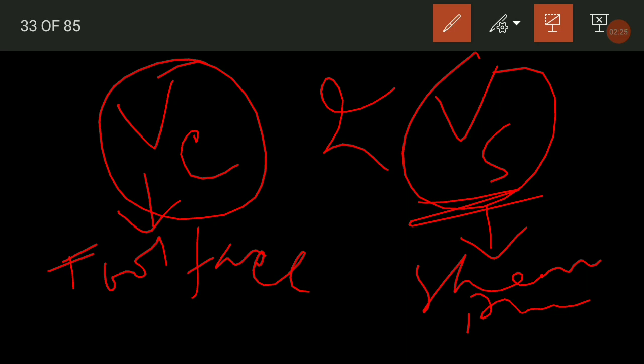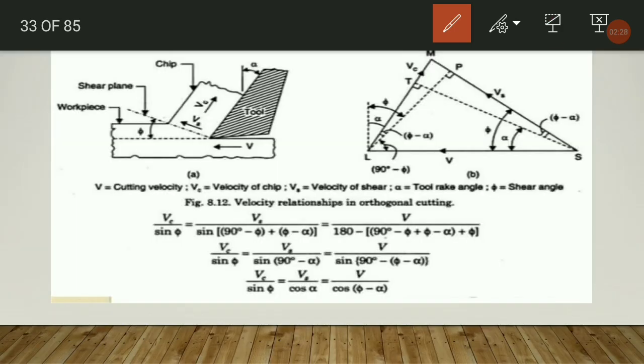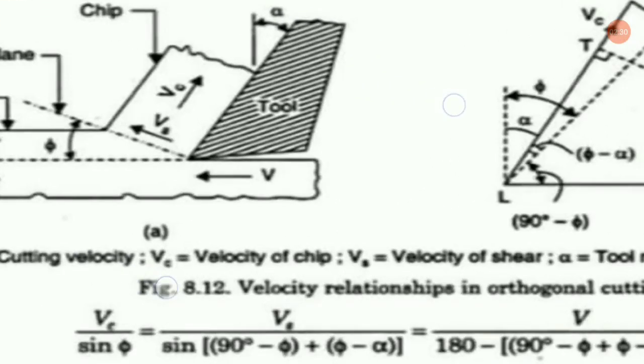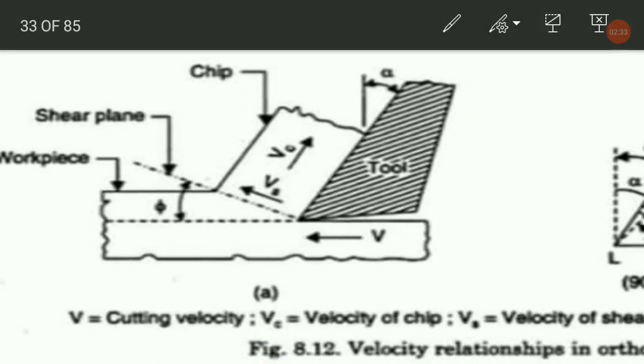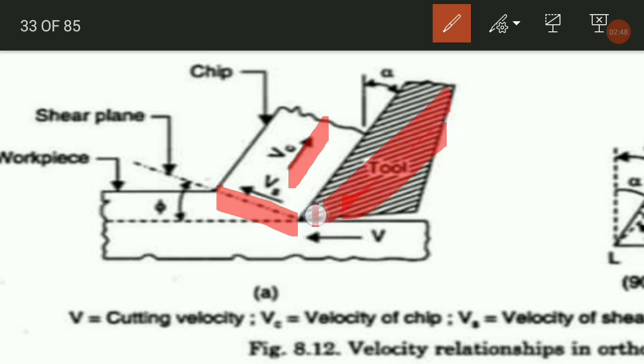If you look at the diagram here, and consider it carefully, you will find the meaning of the definitions I told you about VC and VS. So VC is this one and VS is this one. This is your tool, and this is the surface of the tool. VC is the velocity of the chip relative to the tool and directed along the tool face.